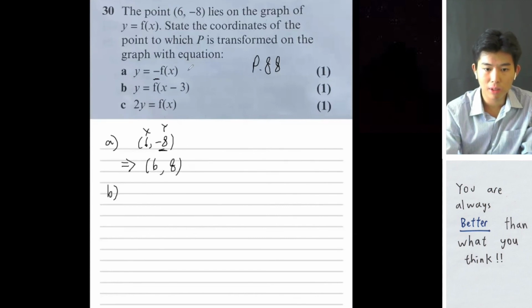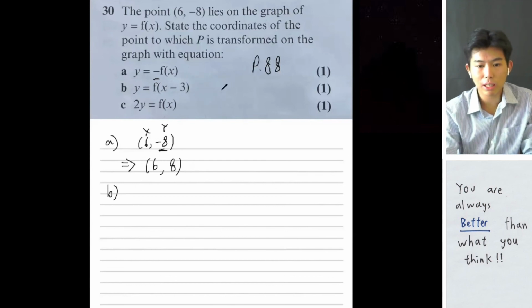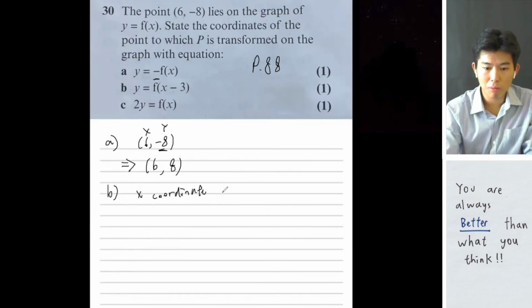Okay, for part B, y equals f of x minus 3. So what does that mean? It means that the whole curve moved to the right by 3 units. So x coordinate plus 3. So if this one is 6 and negative 8, x and y, all I have to do is 6 plus 3, which would be 9 and negative 8.